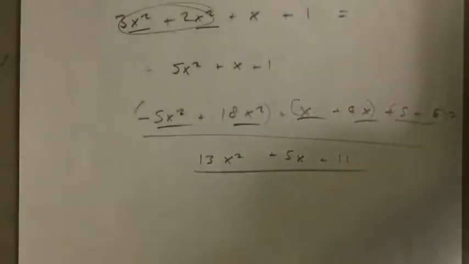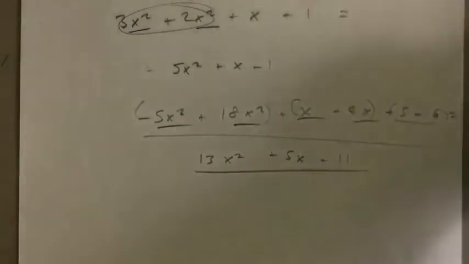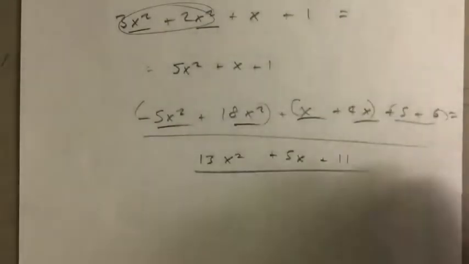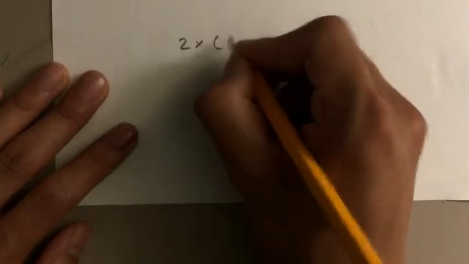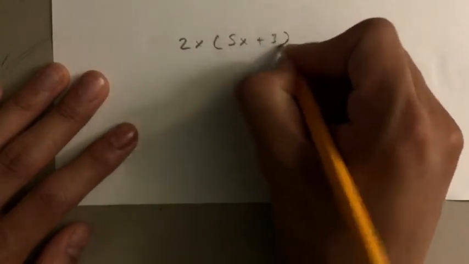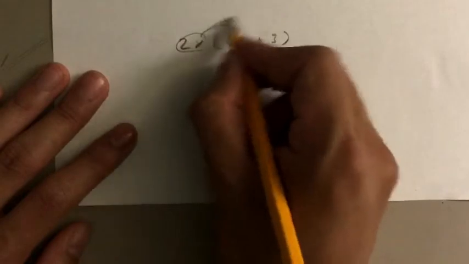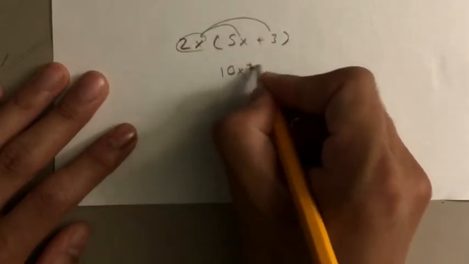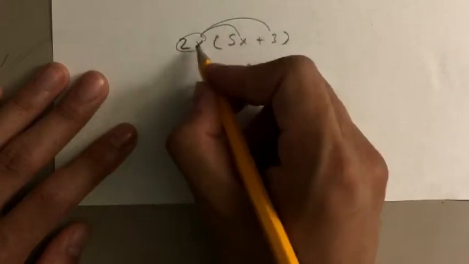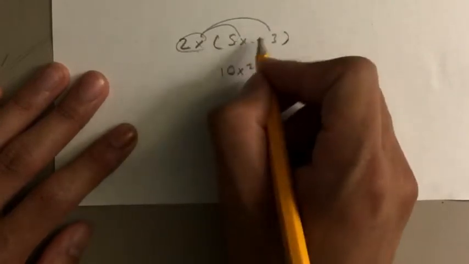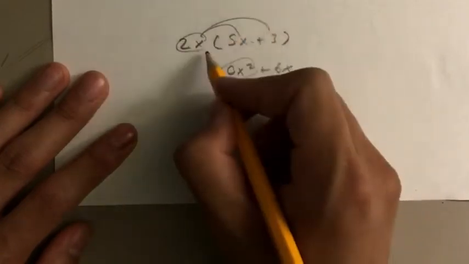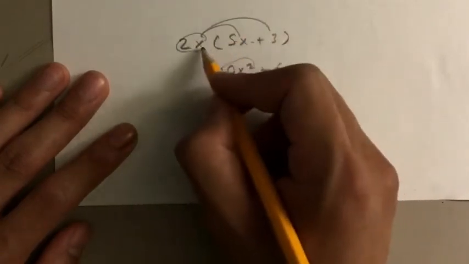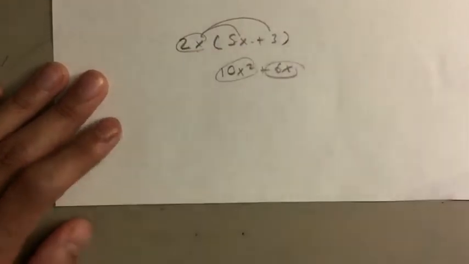And let's continue on to multiplication. I know we already did this, but it also works with the distributive property. Let's try this. 2x parentheses 5x plus 3. How do you do this? Well, distribute, and it's 10x squared plus 6x, and if you want me to walk you through that, 2 times 5 is 10, x times x is x squared, so there you go, plus 2 times 3 is 6, and then x, that's just appended to that, so it's 6x, so there you go.